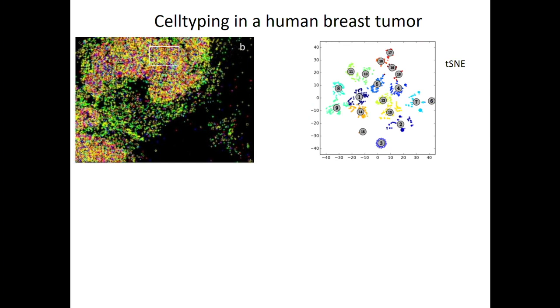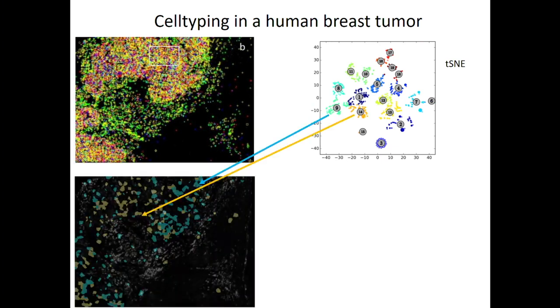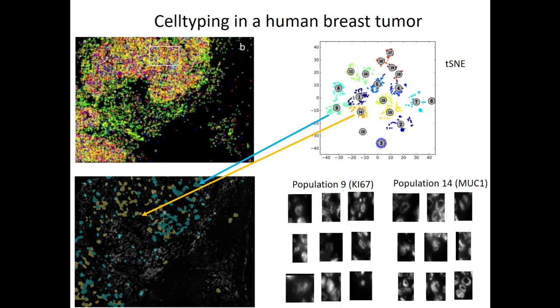Here I think it's over clustering, but we can have a look at least at these two cell populations, population 9 and 14. Population 14 is located mainly here to the left in this tumor, and population 9 to the right. And if one then picks 9 random nuclei, so the cells now are in the middle of this field of view, this is how they look.